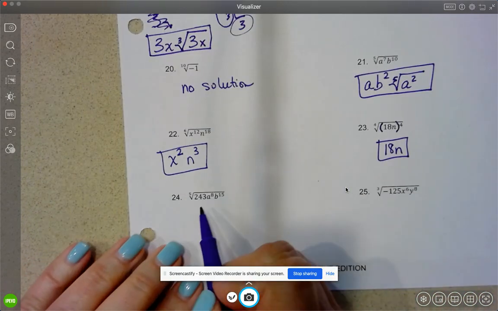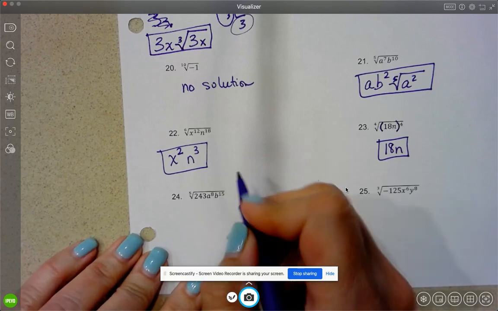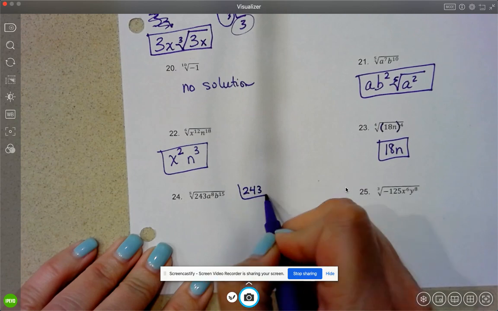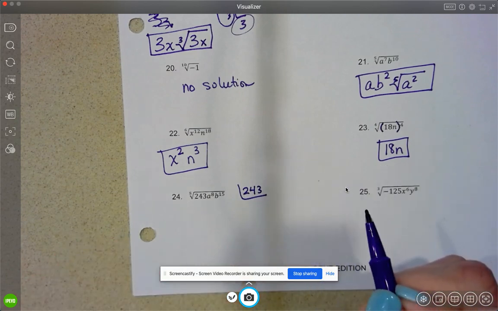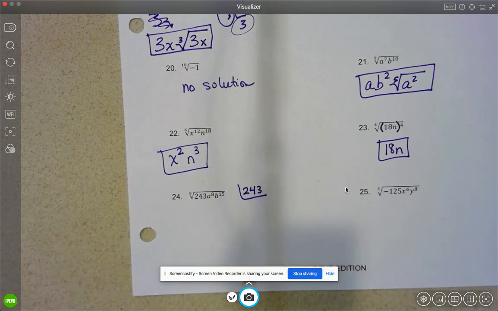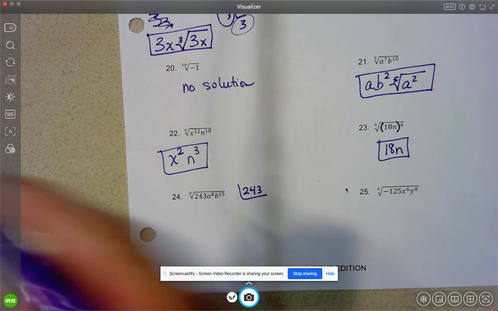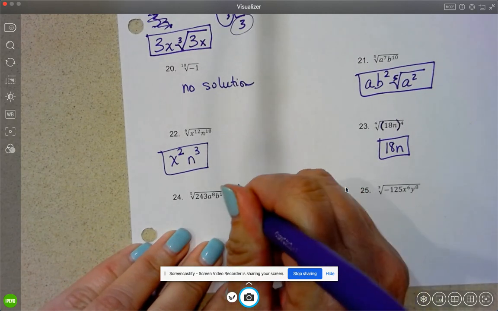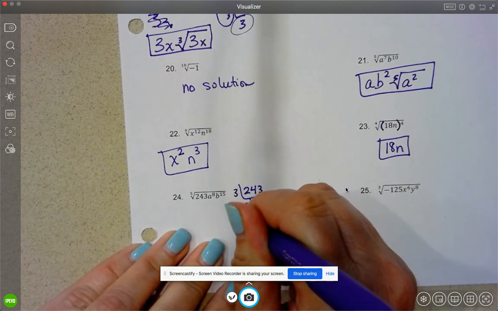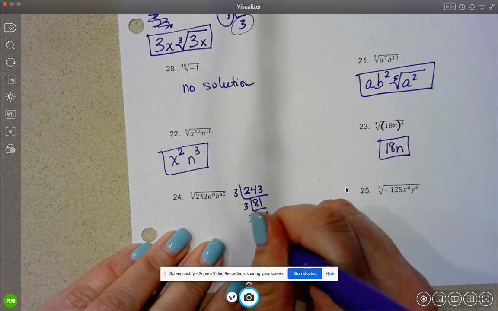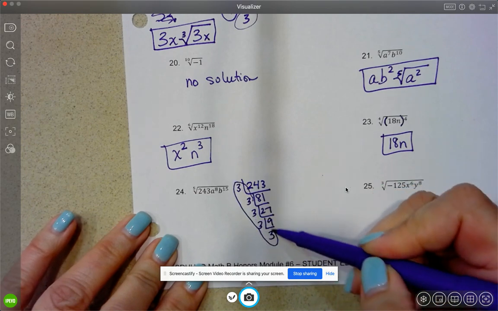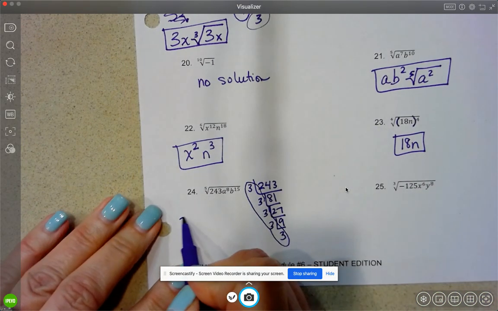Okay, here I want groups of 5. So let's work on the coefficient first. So 243. 243 is not divisible by 2, but it is divisible by 3. So 243 divided by 3 is 81, which is divisible by 3, 27, divisible by 3, 9. Okay, I was looking for a group of 5. So I actually have 5 3s, so I know a 3 can come out on the outside.